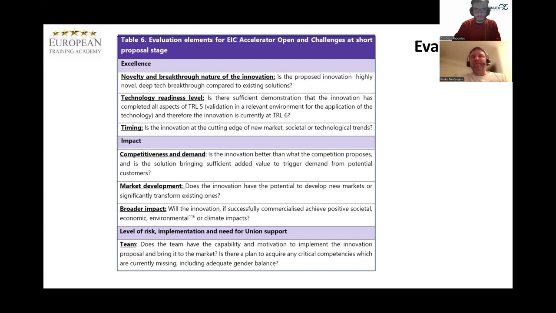Now, impact, competitiveness, and demand. Is the innovation better than the competition proposes? You don't know what the competition is proposing unless you do the research of ongoing research, technological development, innovation projects. Meaning, apart from your investigation and analysis of competition on the market, you also need to demonstrate that you searched Cordis databases and looked at the ongoing and recently finished projects that the Commission had funded. And then include them in your comparison.